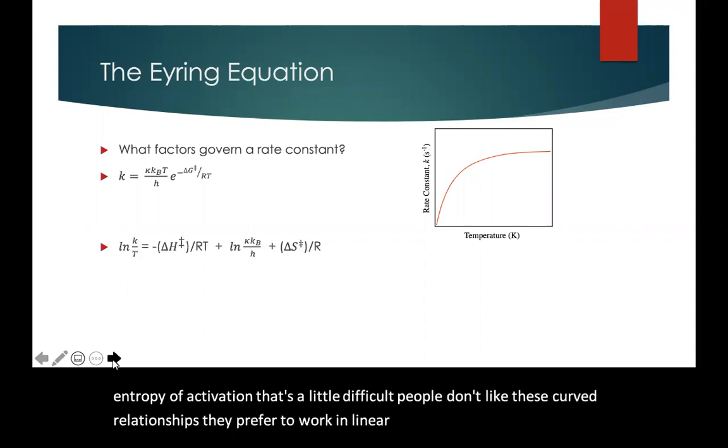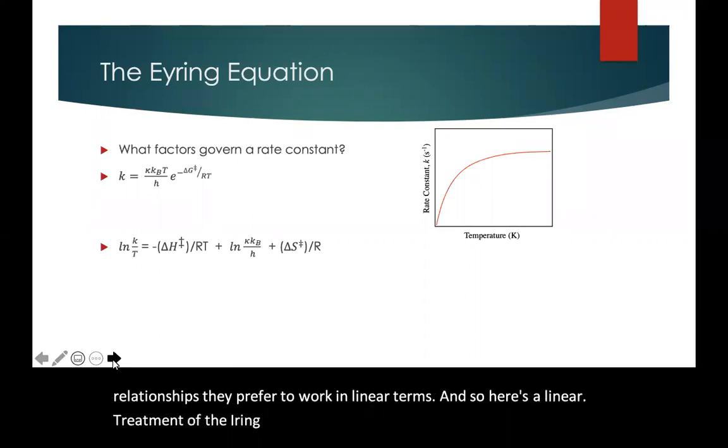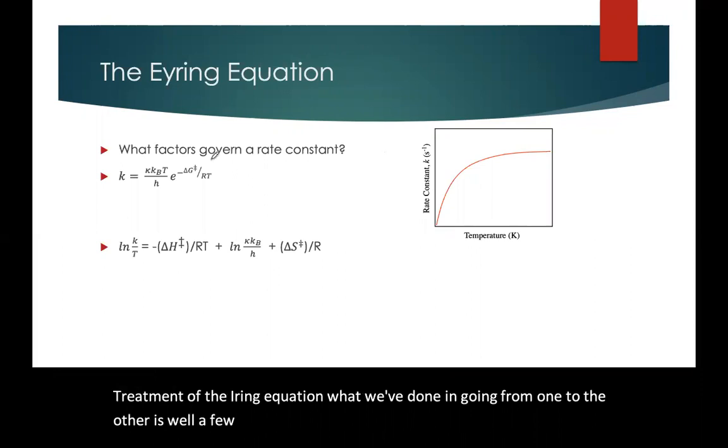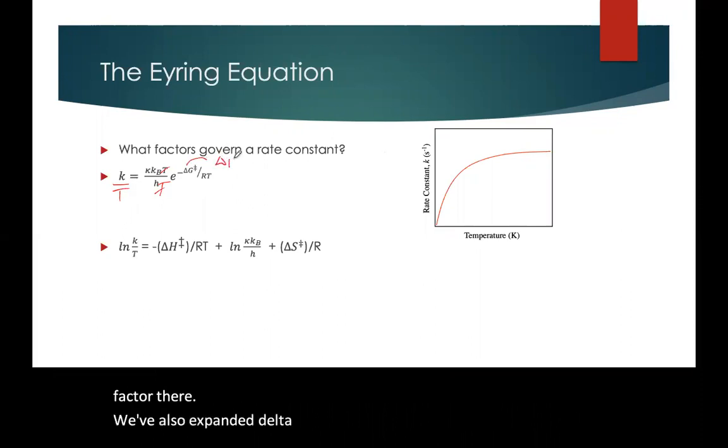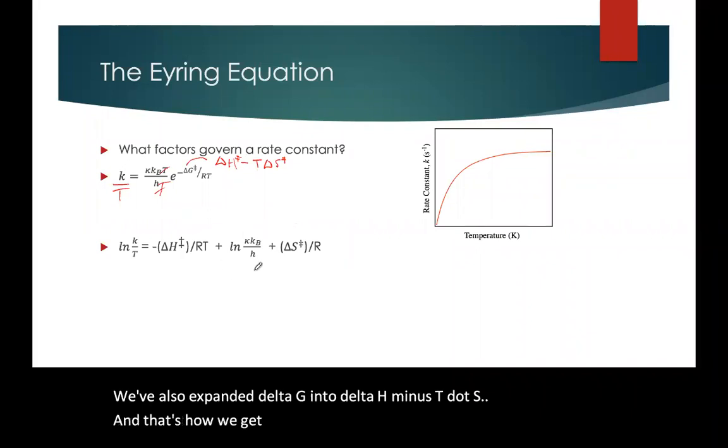And so here's a linear treatment of the Eyring equation. And what we've done in going from one to the other is, well, a few things. First of all, we've divided by T on both sides here. So the T's cancel out here, and we get a k upon T factor there. We've also expanded delta G into delta H minus T delta S. And that's how we get these two terms here and here.